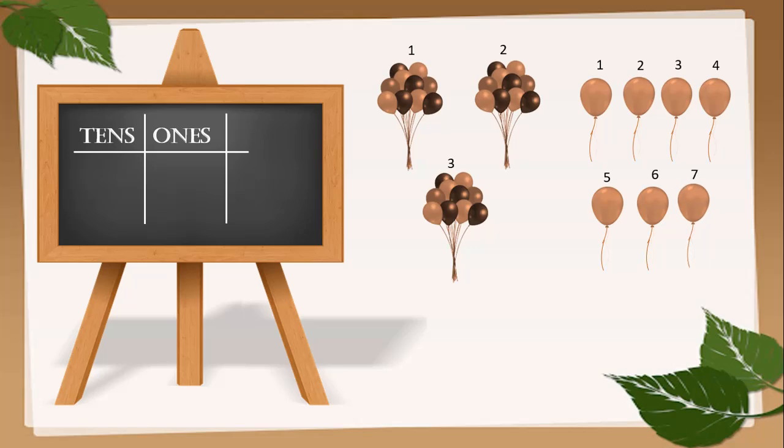Is this enough to make a group of 10? No. We cannot make any more groups of 10. There are only 7 balloons, and to make a group of 10, we would need 10 balloons. Whenever we put any amount of objects into groups, it becomes easier to work with. So, we have 3 groups of 10s and 7 left out balloons means 7 ones. So we have 37 balloons.